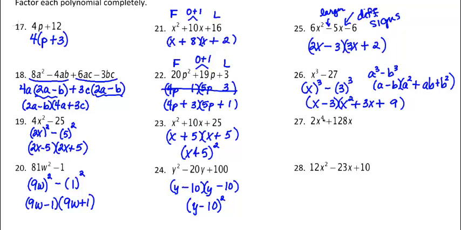27 is 2x to the 4th plus 128x. It is a binomial that has a common factor of 2x. We factor that out, and that leaves an x cubed plus 64. So here we have the sum of cubes, because x cubed is x cubed. 64 is 4 cubed.